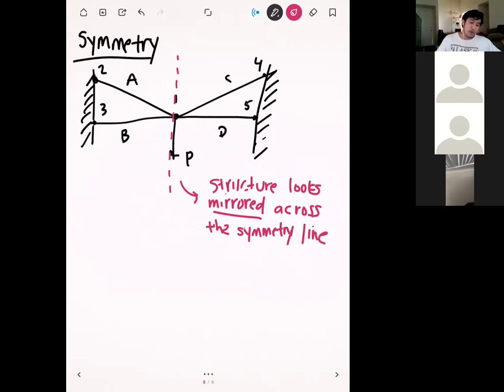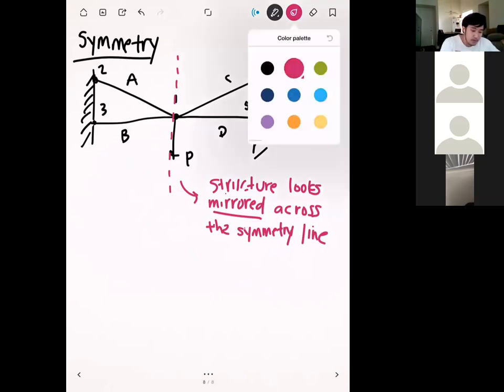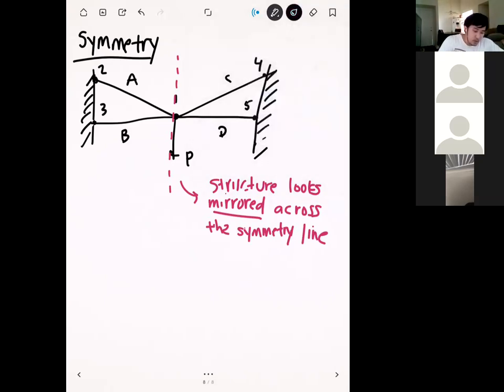Okay. And so in these situations, you actually don't need to solve the entire system. What you can do is just solve half of this and then assume that the same thing is going to apply on the other side. Okay? So you can just solve basically the problem that we had before, right? We have something that looks like this, right? So this is only half the structure.